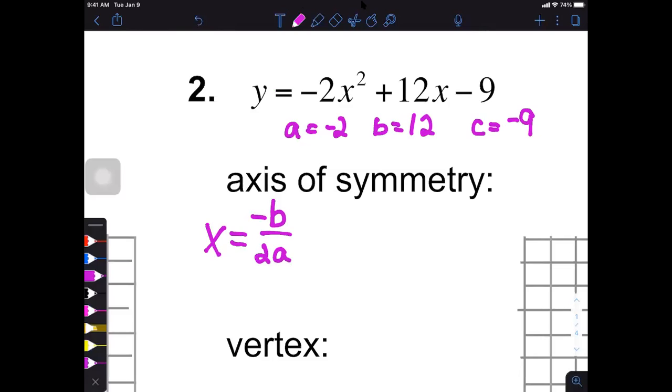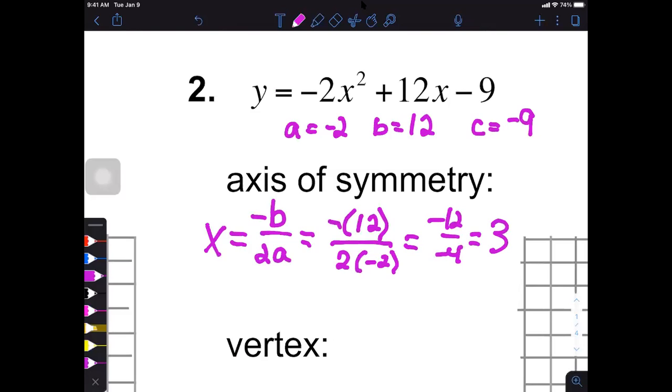So we're going to plug in. Remember, when you plug in, you want to use parentheses. You plug in that negative, you put a negative, and then your B is 12, and then you plug in -2 for A. So then we get -12 over -4. And then what does that give us? Shout it out if you know it. 3. 3, good. So our X equals 3.